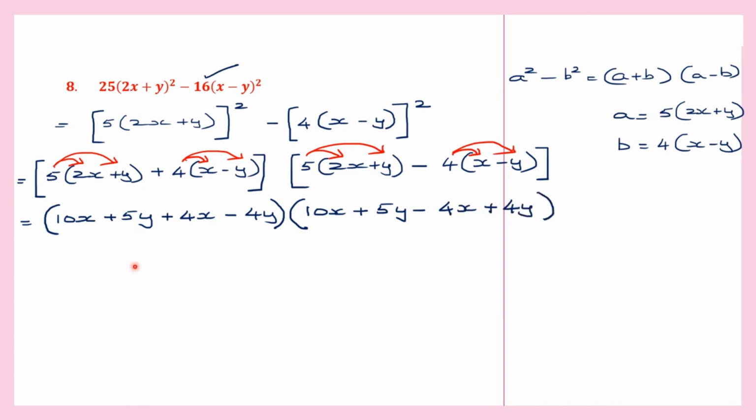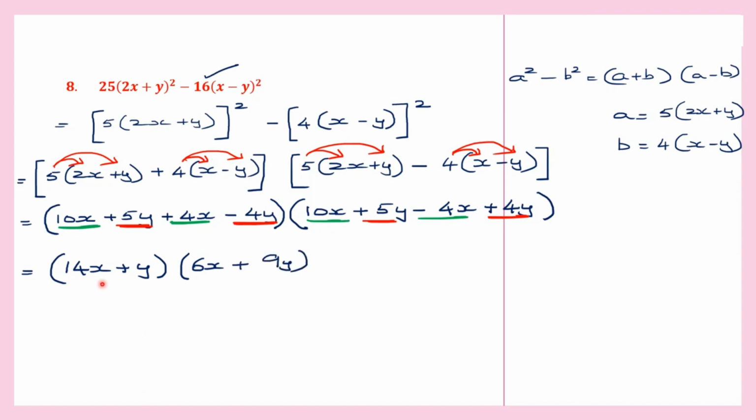Now let's look for the like terms here and see what we can do. We have 10x and 4x. So that will be 10 plus 4 is 14, 14x, and then here we have 5y minus 4y, which is only y. So plus y. So here we have 14x plus y, and here what do we have? Here we have again 10x minus 4x, that makes it 6x. Then we have plus 5y plus 4y, which is plus 9y.